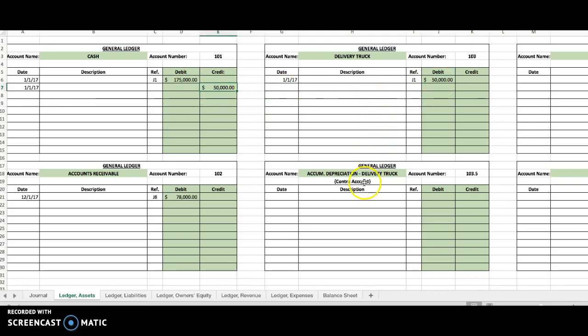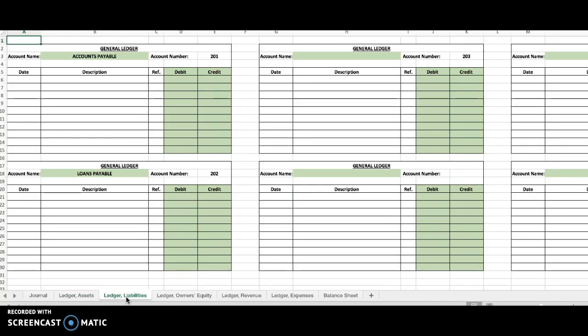The thing I want to point out to you here is a new account just below the delivery truck, something called accumulated depreciation. It's abbreviated, accumulated depreciation on the delivery truck. This is something called a contra account, and we'll be talking about that in a few minutes. And we'll be using this account. It's in the assets section, and we'll be explaining what it does and why it's there. So those are the accounts we'll be talking about. There are probably more accounts over here in the ledger, but we're not going to be dealing with them in this particular problem.